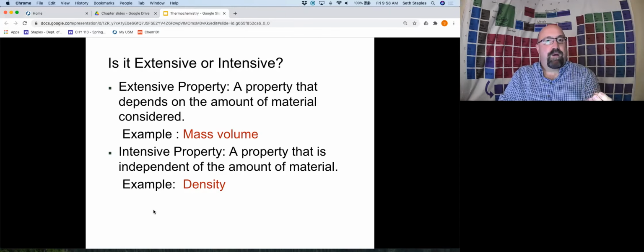So those are extensive properties. They depend on how much we actually have. As opposed to intensive properties, which are properties that are completely independent of the amount of material. Density was an example that we used there. A small little thimbleful of pure water will have a density of pretty much 1 gram per milliliter. Every milliliter in that thimbleful is going to weigh a gram. An entire tub full of pure water is going to have a density of 1 gram per milliliter. A milliliter of that tubful is going to weigh a gram. And so it doesn't matter how much of the substance that we have, the density is going to remain the same.